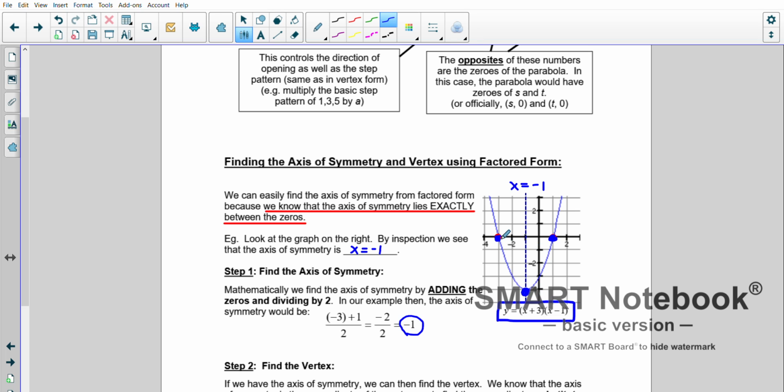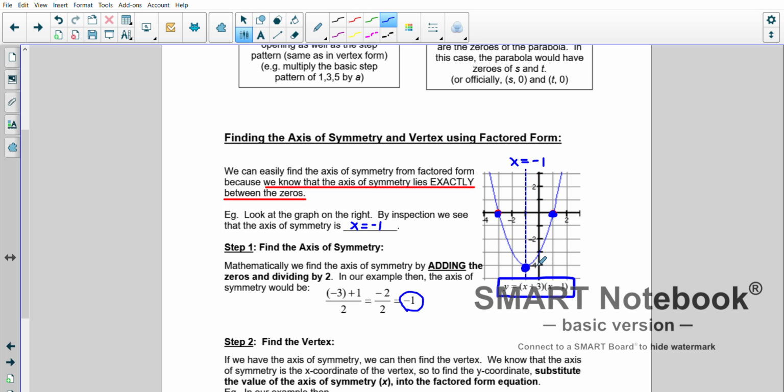So I need to find out, well, what's the middle value between these two zeros? Now, because I have this graph, this one's kind of trivial because you can just see from inspection that it's going to be at x equals minus 1. But in case you weren't sure, or you couldn't just do it by inspection, how do you find the middle of two numbers? Well, you would average them.